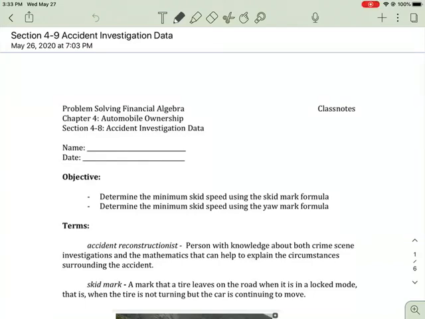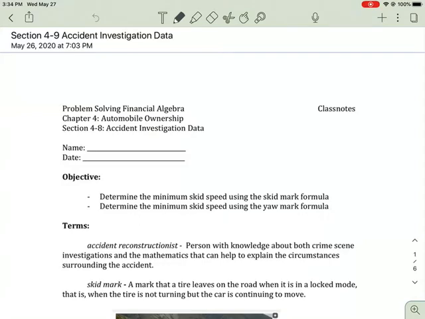Hi everyone. Today we're going to work on our last bit of automobile ownership, which has to do with accident investigation data. We're going to be looking at how they determine how fast you're going when you're in an accident or when you put your brakes on, what type of skid marks are left, and how we can use that information or that data to make some decisions or get some information about how fast you were going.